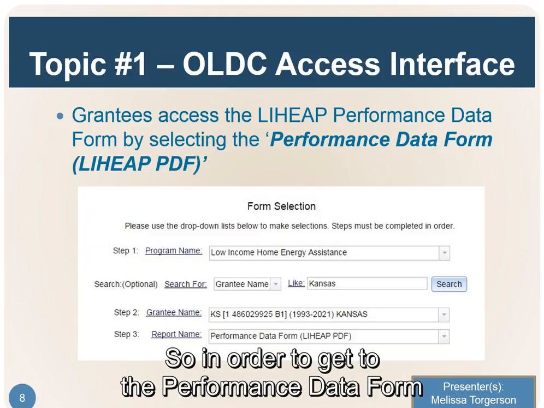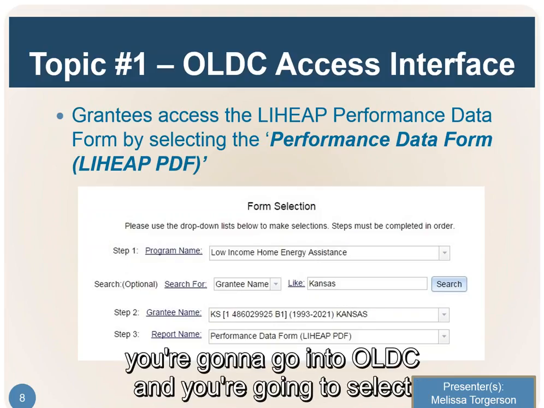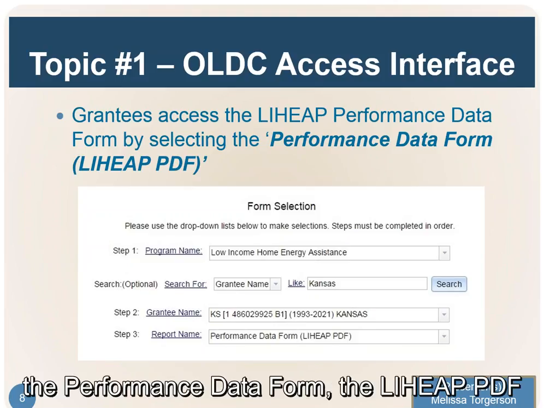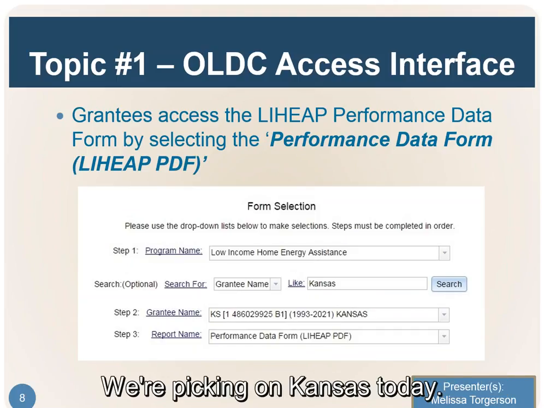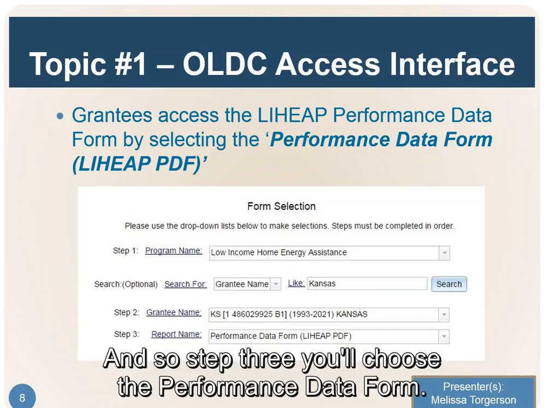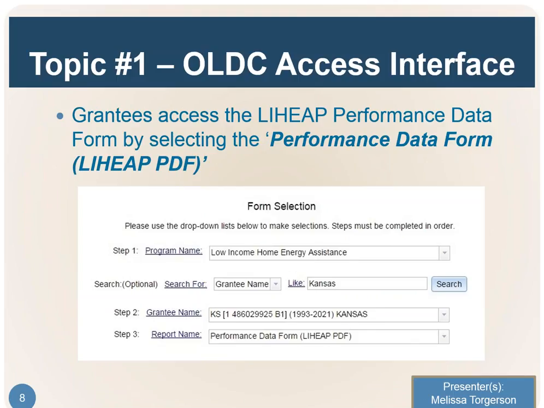So in order to get to the performance data form that we're talking about today, you're going to go into OLDC and select the performance data form, the LIHEAP PDF, and you'll see that at the bottom of the screen. We're picking on Kansas today. And so at step 3, you'll choose the performance data form.